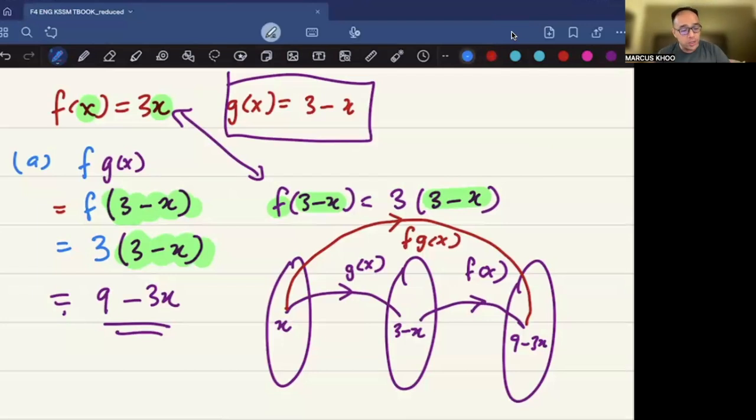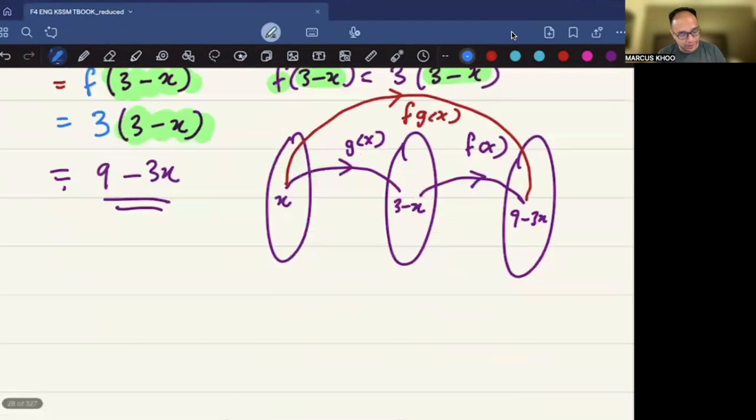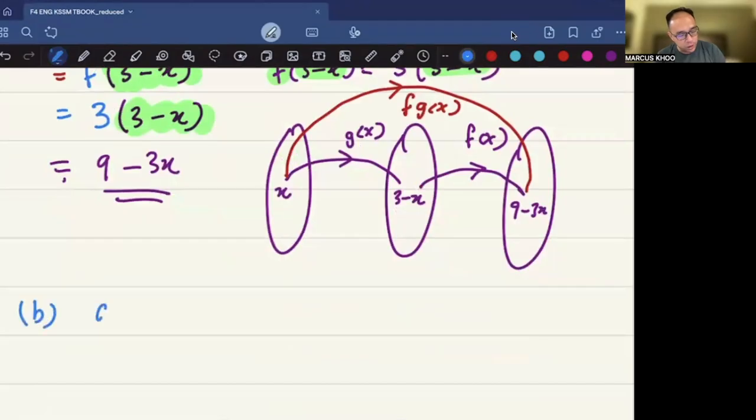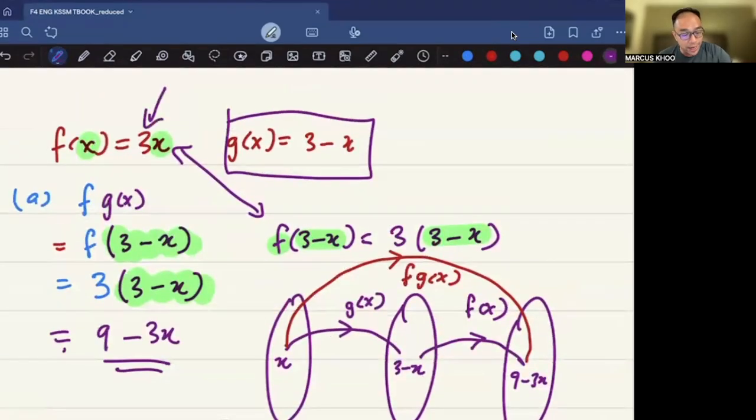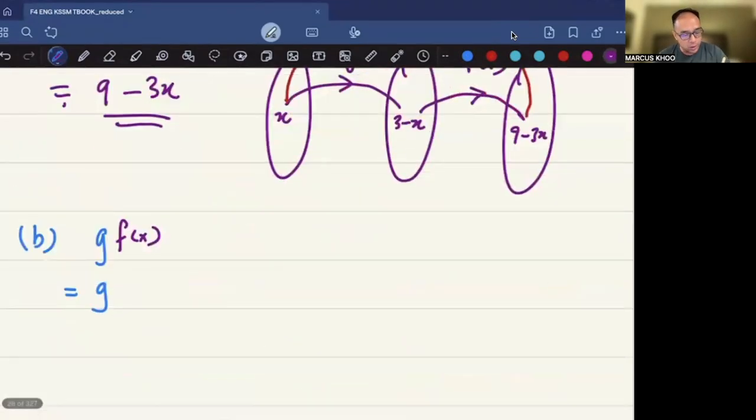So question B. Question B is gf(x). I'm going to write this differently. So let's put the f(x) in first. So this will be g. What is our f(x)? Our f(x) is 3x. So this will be g(3x).